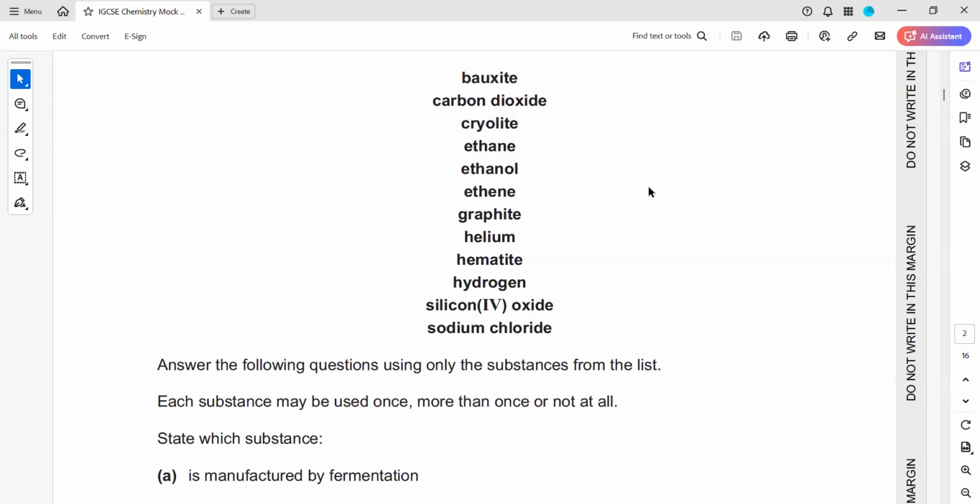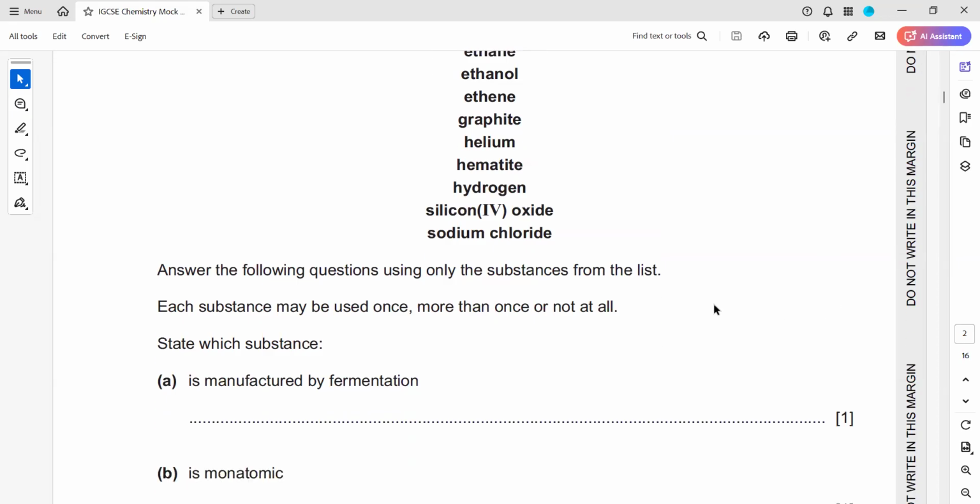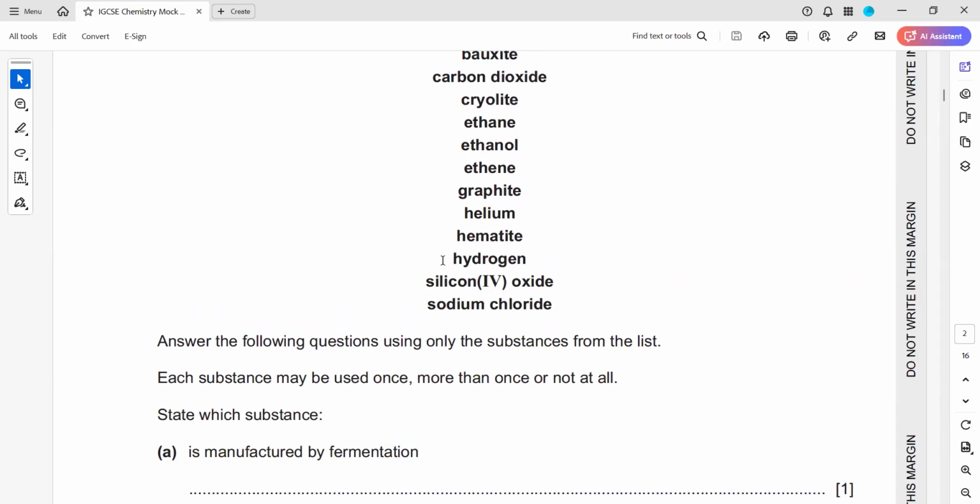In between, when I'm discussing any question, you can ask if you have a doubt related to that. If you don't have a doubt related to that, at the end you can ask me. I will answer. Answer the following questions using only one substance from the list. Each may be used once, more than once, or not at all.